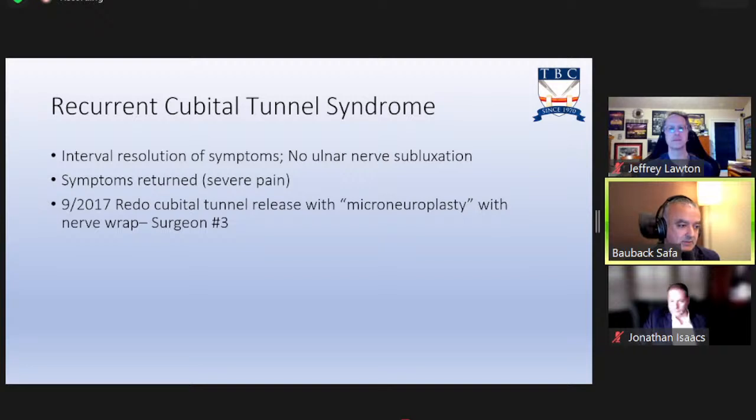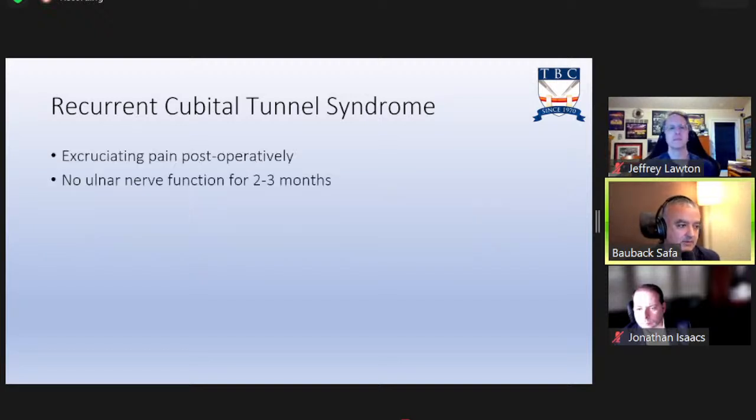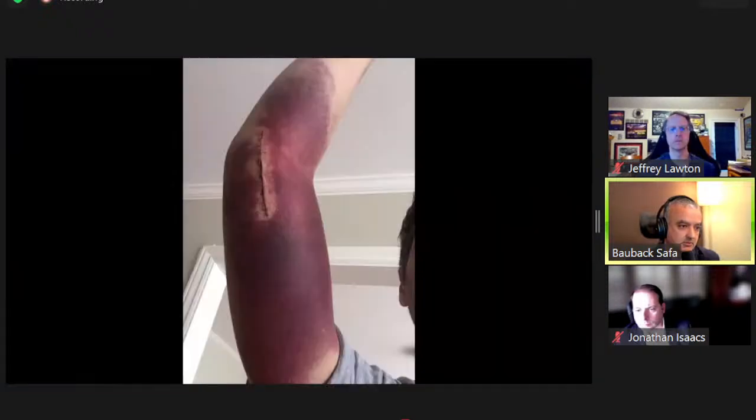So the surgeon went back, same surgeon in 2017, did a redo cubital tunnel with a microneuroplasty per the op note. And in this case, you can see the closure was performed and then the tourniquet was deflated. Also for me, especially the more things you do, I think you should just release the tourniquet and make sure everything's hemostatic before you do that. And he ended up getting worse after this even. Had excruciating pain post-op, had no ulnar nerve function for 2 or 3 months, and this was him about a week later. So massive hematoma, a lot of bleeding, obviously, as you can see here. Does not have a bleeding diathesis. And also, if you look at that incision, it's fairly short for having had 3 operations, in my opinion.